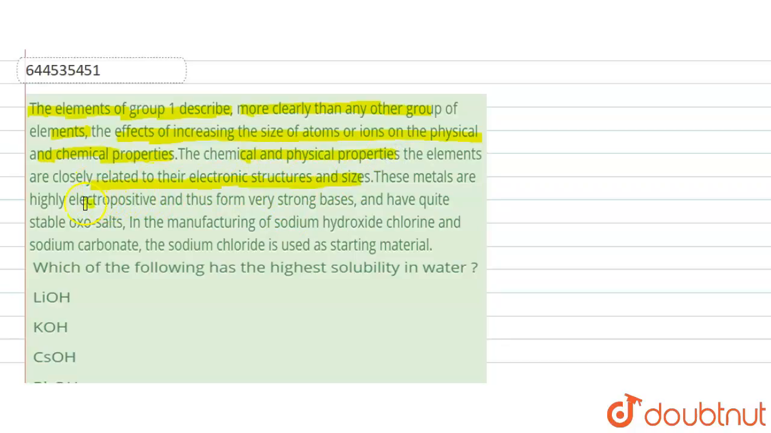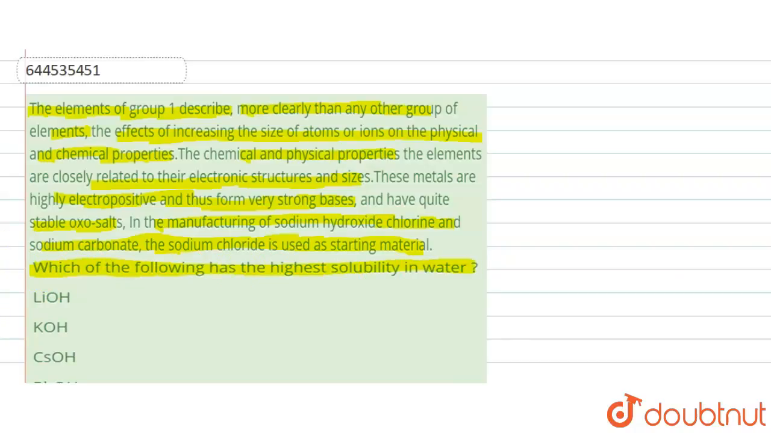These Group 1 elements are highly electropositive and form very strong bases, and they also have stable oxo salts. In the manufacturing of sodium hydroxide, chlorine, and sodium carbonate, sodium chloride is used as the starting material. So here we are given that group 1 elements are highly electropositive and form strong bases. Our question is, which of the following has highest solubility in water?